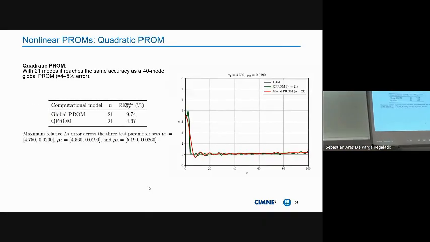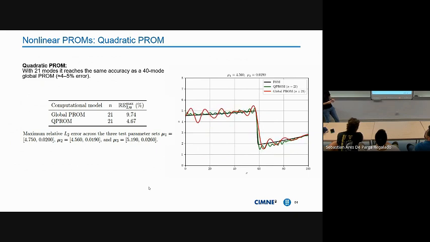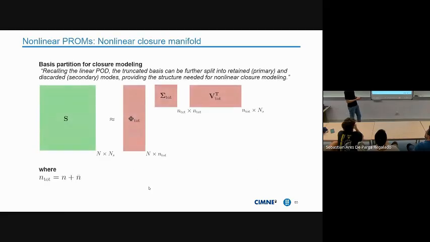So, if we go ahead and do a quadratic projection-based reduced order model, we see that for 21 modes, we win something with respect to the red one. However, it is not the best winning. It's better, but we cannot say the improvement is huge. We want to do better than this.